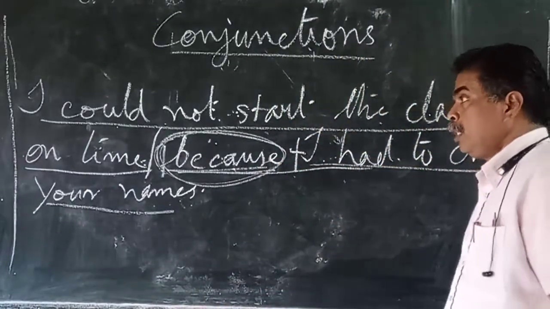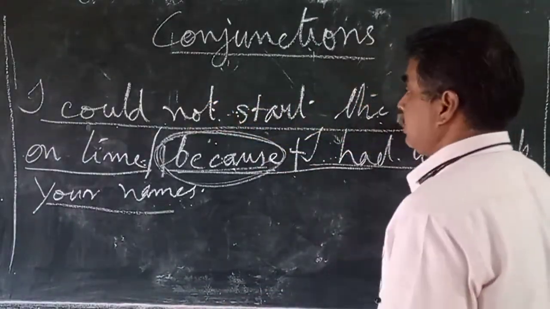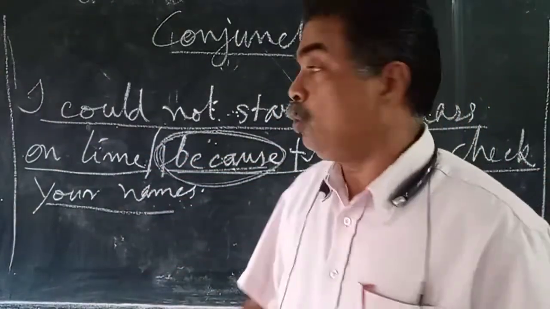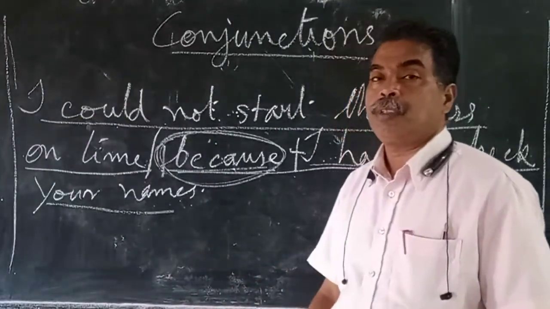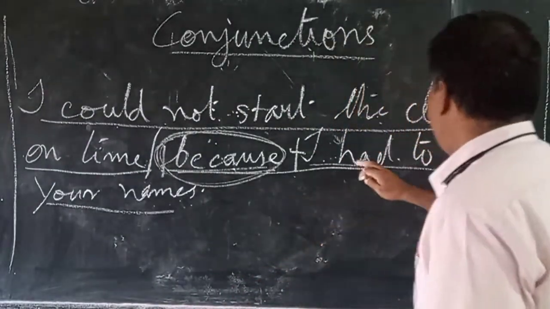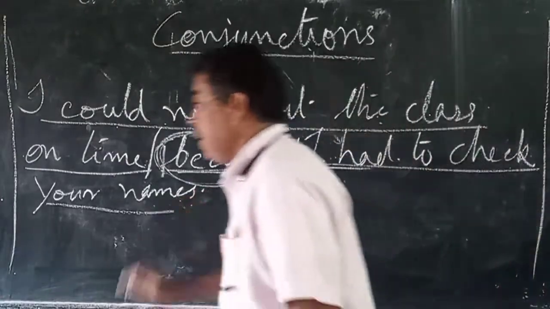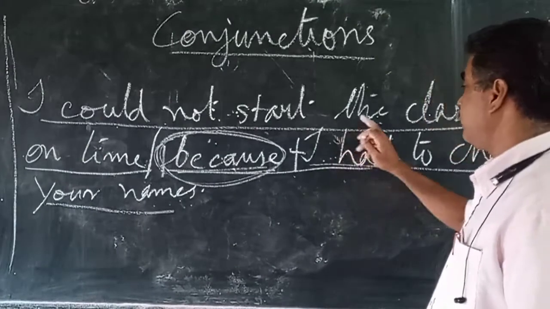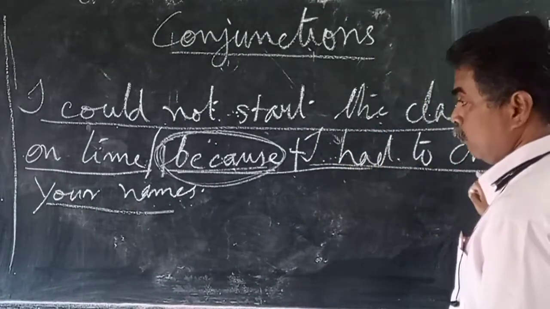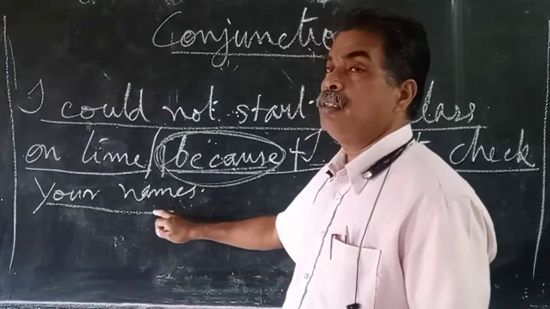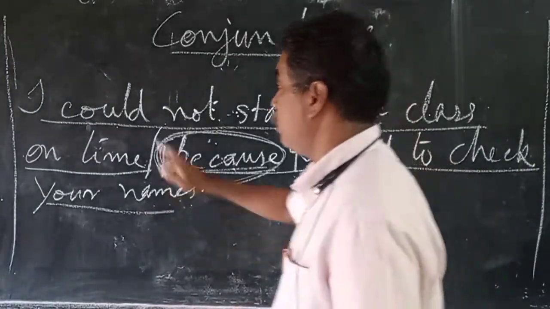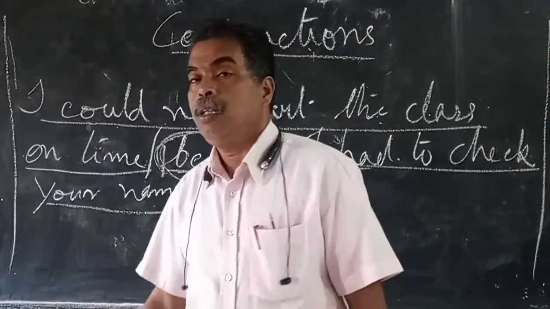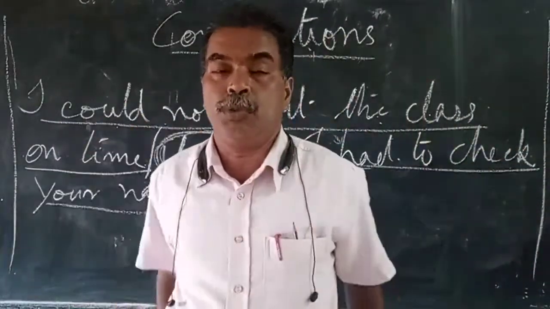Now this is the thing. I could not start the class on time. If I put a full stop here, it becomes a sentence, though it is part of a larger sentence. Fine. And then, I had to check your names. That is also another complete sentence. It has got a subject, a verb, and a predicate, what you call an object. Here also there is a subject, verb and object. So both of them are two equal sentences.